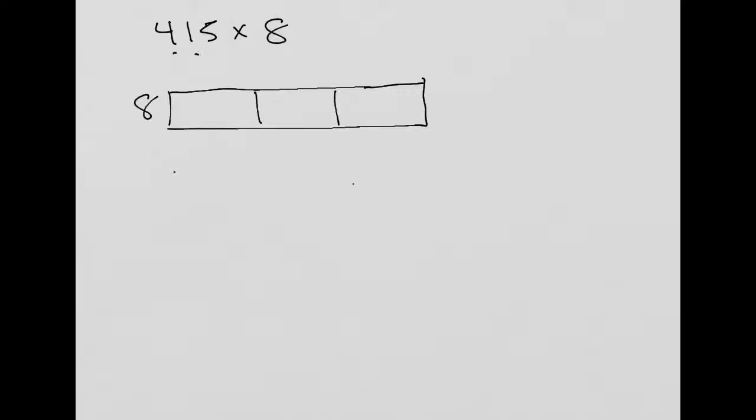But if we're going to do partial product, we would put the 8 here, and then we'd draw our box again. And this time we'd split it into 3 columns because we have 3 place value spots. And again, think expanded form, 400 plus 10 plus 5. 8 times 4 is 32, add 2 zeros. 8 times 10 is just 80, and 8 times 5 is 40. Then you would come over here and you would add 80 and 40.